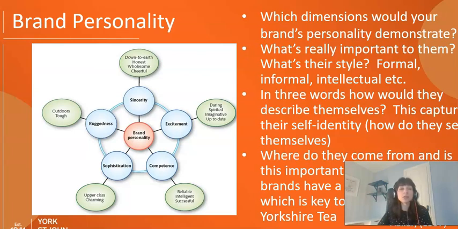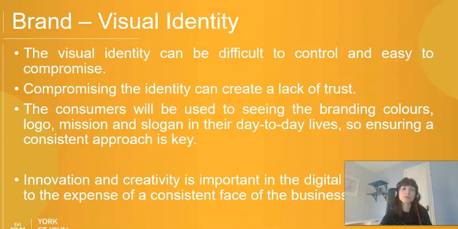So when you're considering your organisations, you're looking at how do they act? Are they formal, informal? How would they describe themselves? And we're really looking at them as humans. What's important to them? Is it about the country they come from? Is that part of the story? So Evian, it would be about the country it comes from to help them deliver a more sophisticated brand.